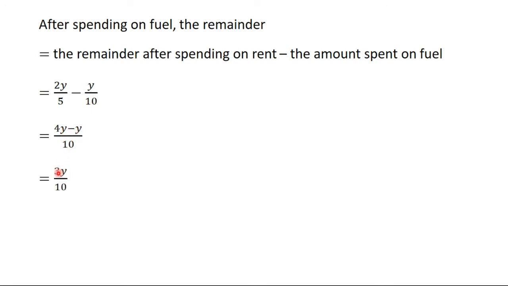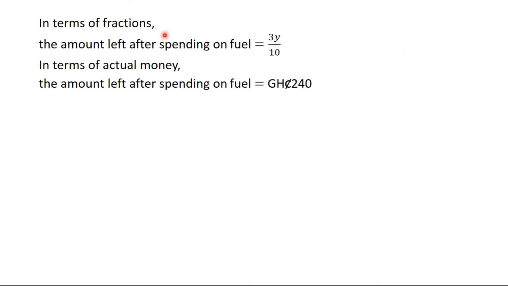4y minus y will give us 3y, then divided by 10. So you can see from here that you have been able to find the amount of money left after spending on fuel. Remember, in the question we saw that the amount of money left after spending on fuel was 240 Ghana cedis. We have been able to find that in terms of fractions. So in terms of fractions, the amount of money left after spending on fuel is 3y over 10. In terms of actual money, the amount of money left after spending on fuel is 240 Ghana cedis.